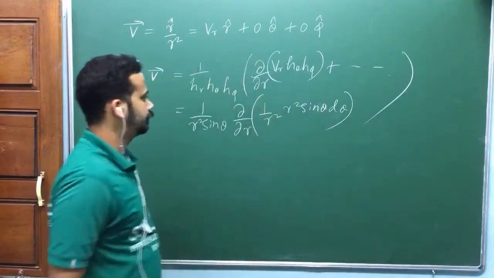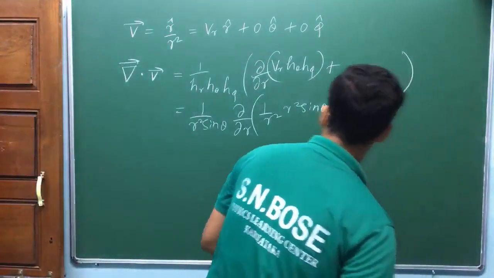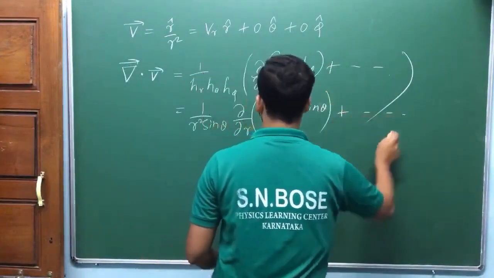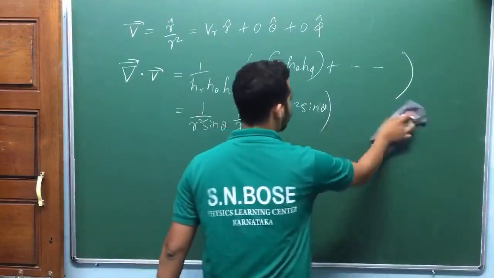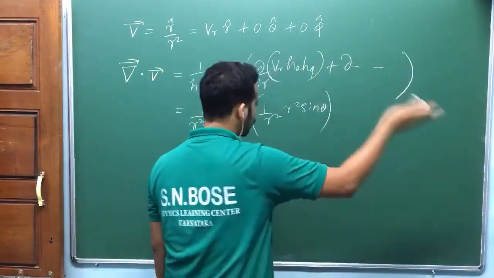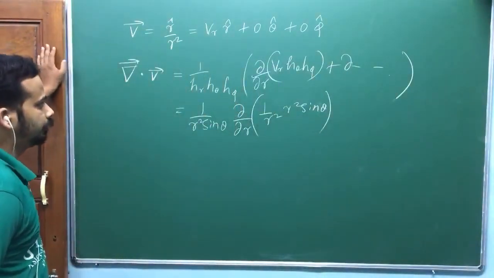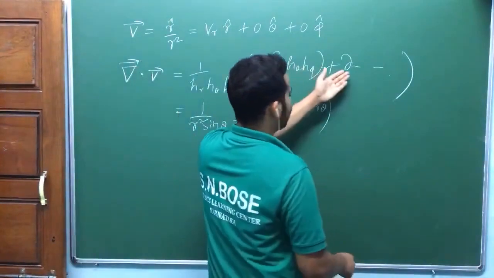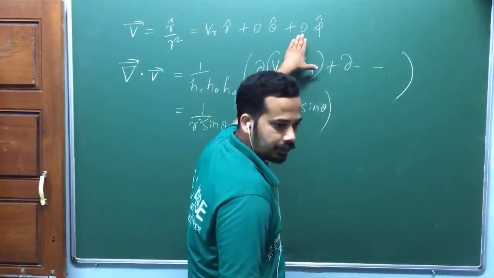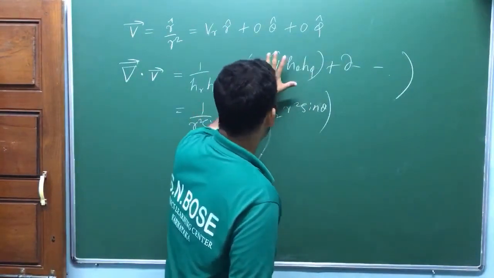H theta h phi is r square sine theta. Check this out. H theta h phi is r square sine theta. The other two terms we don't have to take here, because they contain v theta and v phi. Am I right that v theta and v phi are 0? Since v theta and v phi are 0, you have to take only the first term.